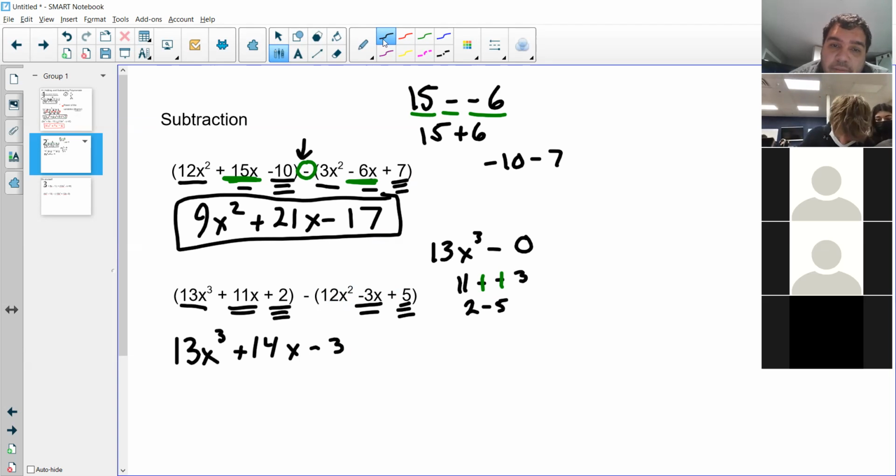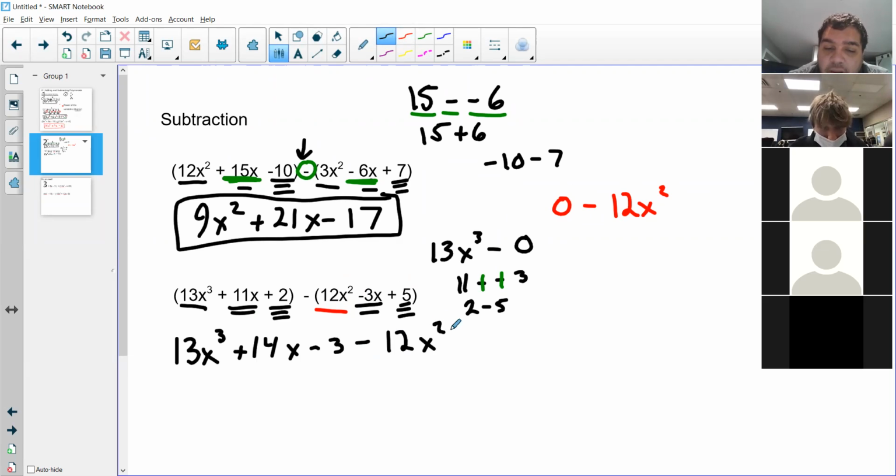Now, here's the important part. I'll do this in red to indicate it's different. 12x squared, what's technically happening, it's 0 minus 12x squared. So since that's technically happening, this is going to become a negative 12x squared. It does not stay positive because it's technically 0 minus 12. So it should be a negative 12x squared.